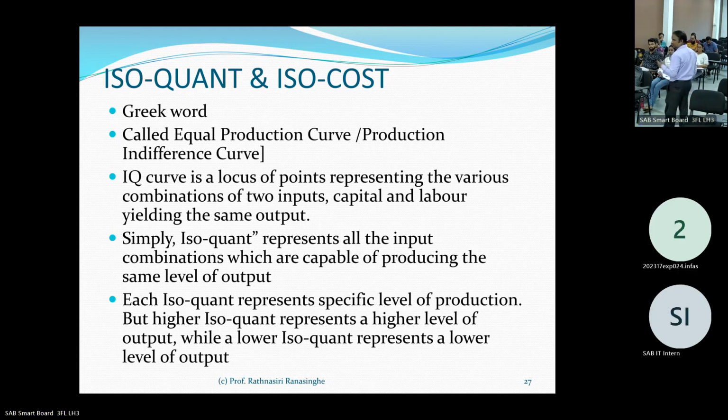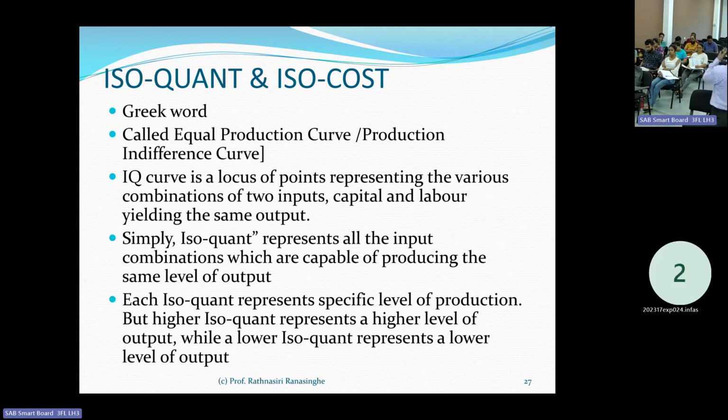So that's why we call it the equal production curve, or production indifference curve. The producer is indifferent in selecting different combinations along the isoquant line.